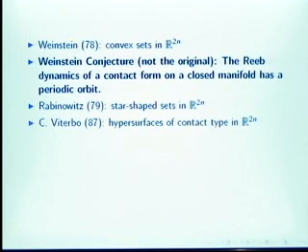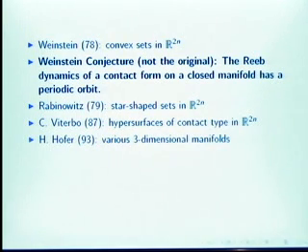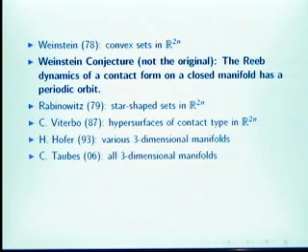The results of '78 and '79 are almost simultaneous. So in '87, Viterbo proved the original Weinstein conjecture by finding closed periodic orbits for hypersurfaces of contact type in R^2n. The conjecture as it's written up there, which is not the original one, was only recently solved in 2006 by Taubes for the three-dimensional version of it.